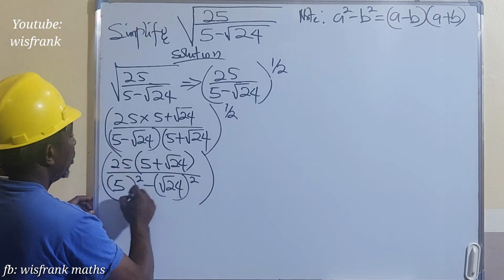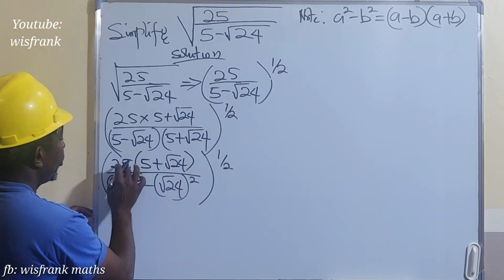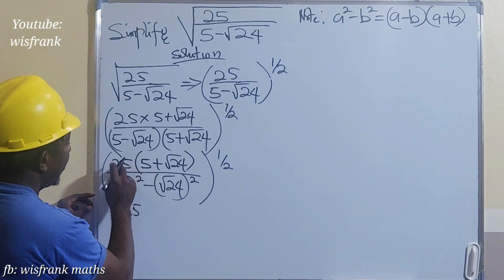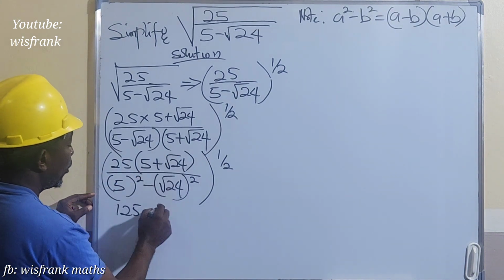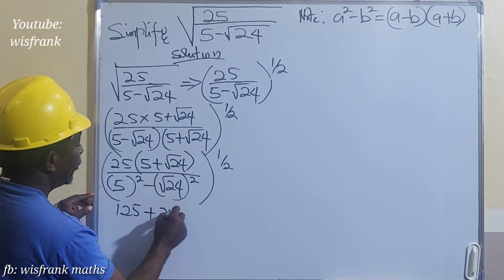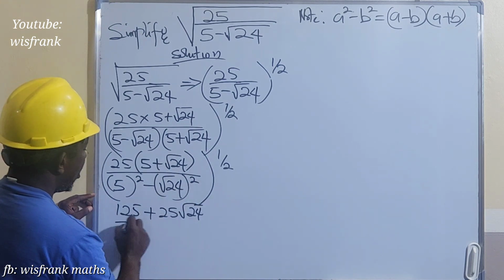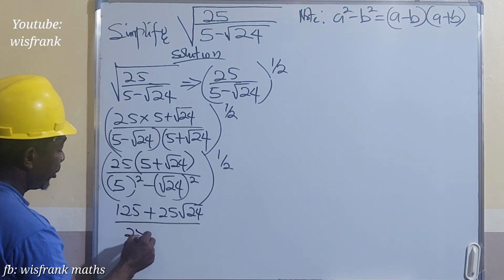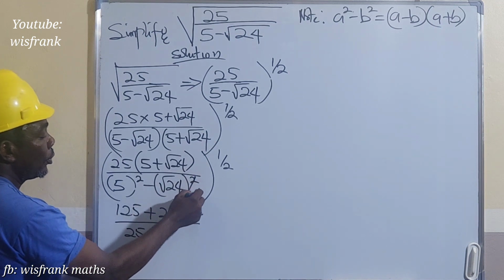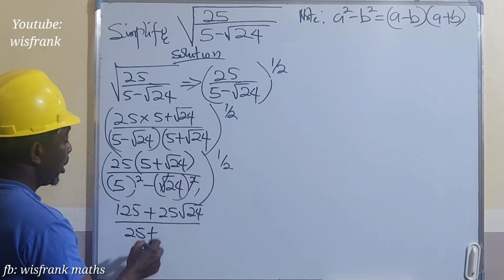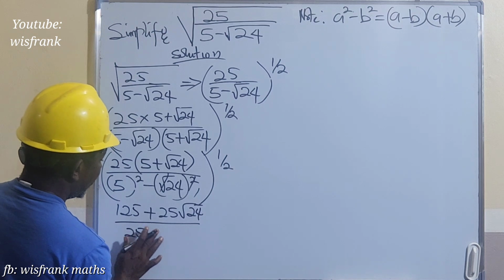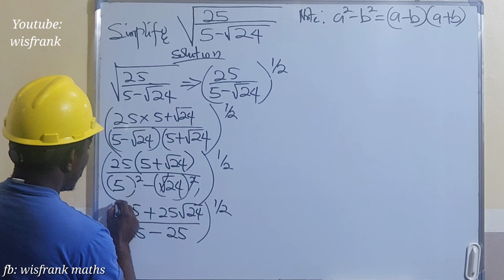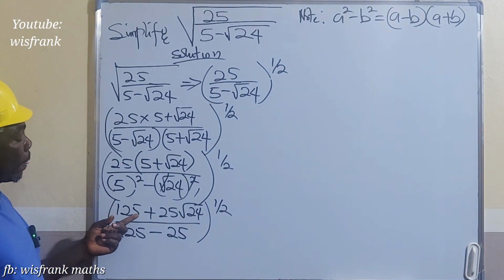We remember all to the power of 1 all over 2. So multiplying this out, 25 times 5 is 125. Then we have 25 times root 24, so plus 25 root 24, all over 5 to the power of 2, which is 25, minus, here the 2 and the square root cancel, 24 all to the power of 1 all over 2. So this is what we have now.